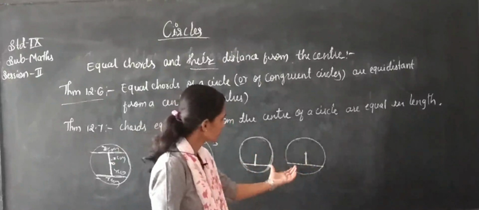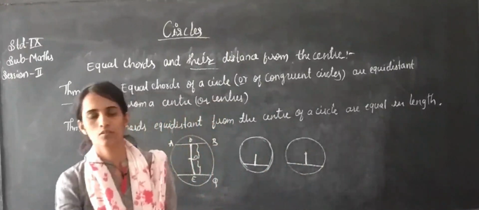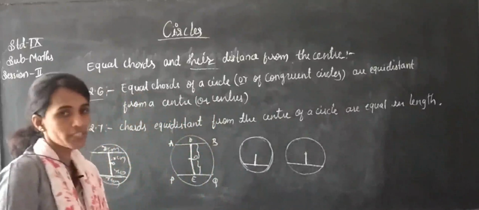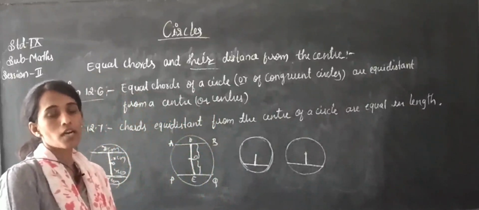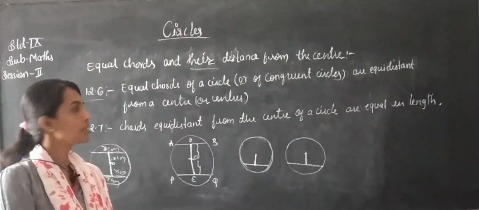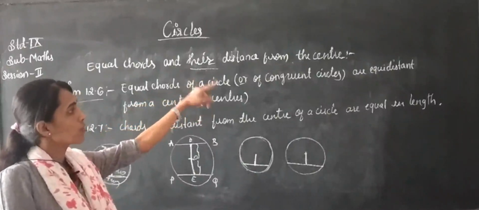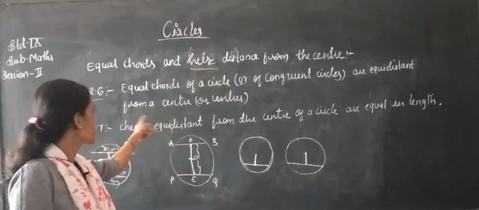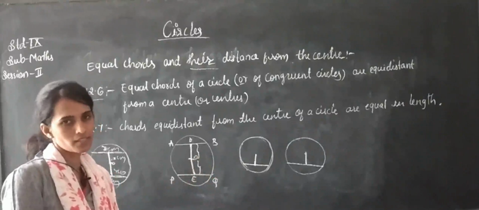If the chords of the circles are equal, then the distance from the center to the chord is equal. They are equidistant from the center. The chords are equal, meaning the two chords are at equal distance from the center. So equal chords of a circle or congruent circles are equidistant from the center or centers. So equal chords are at equal distance from the center.